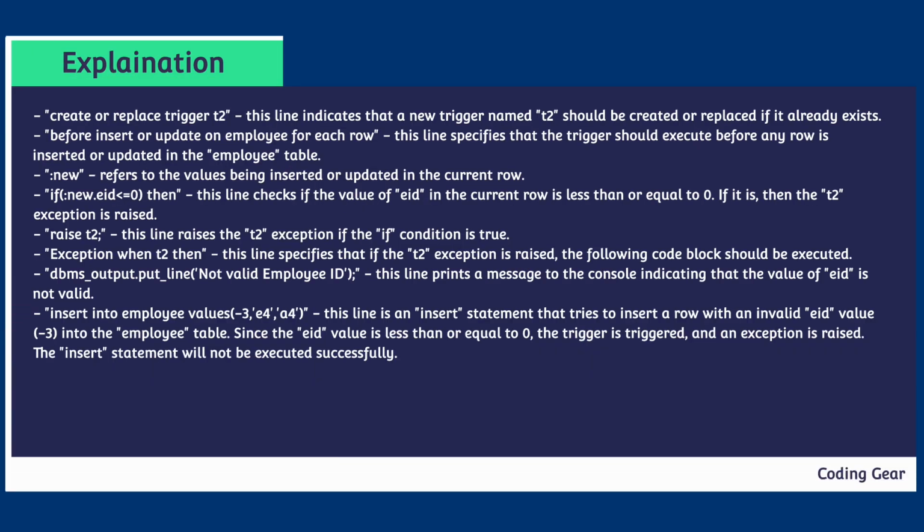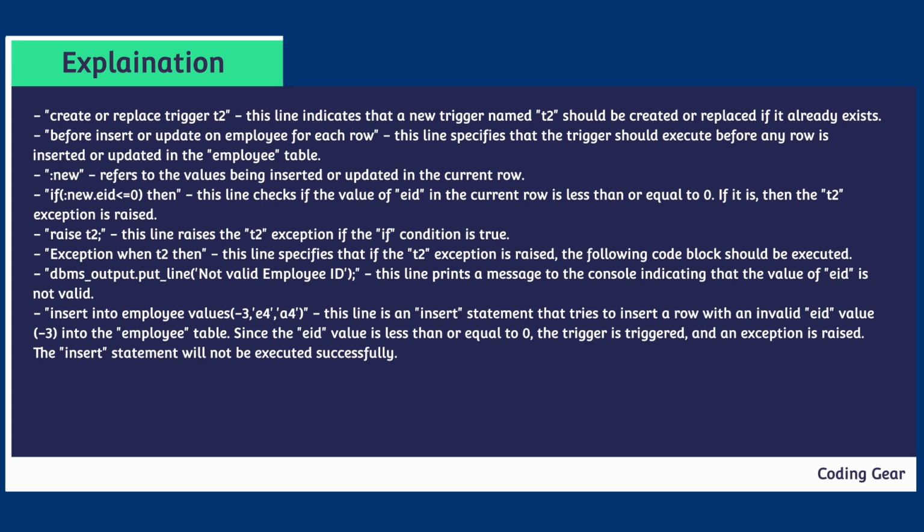Explanation. Create or replace trigger T2. This line indicates that a new trigger named T2 should be created, or replaced if it already exists. Before insert or update on employee for each row: this line specifies that the trigger should execute before any row is inserted or updated in the employee table. NEW refers to the values being inserted or updated in the current row.